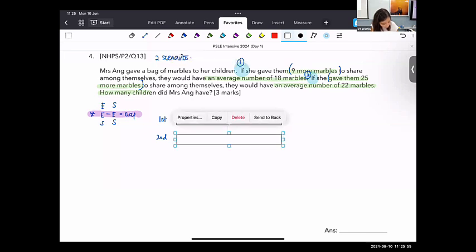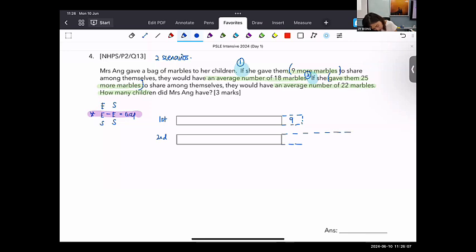This is the original number. So what happened to the original number? She gave them 9 more, so you draw a dotted line to show that there is an excess of 9 more. And in the second scenario, you draw an excess of 25 more. Now, where is the excess minus excess? You realize that this is the excess, and this is the excess. I can find the gap.